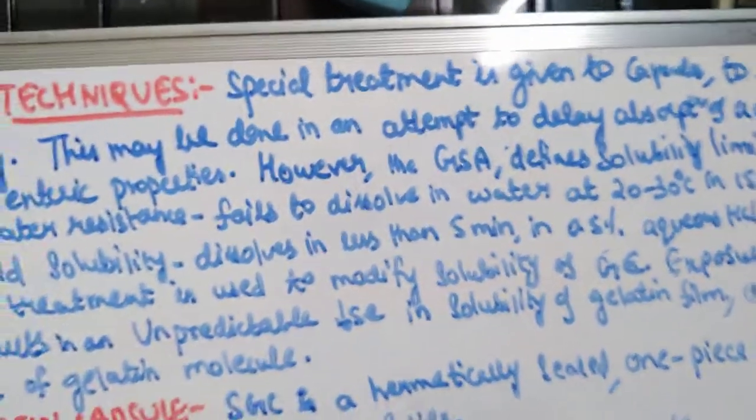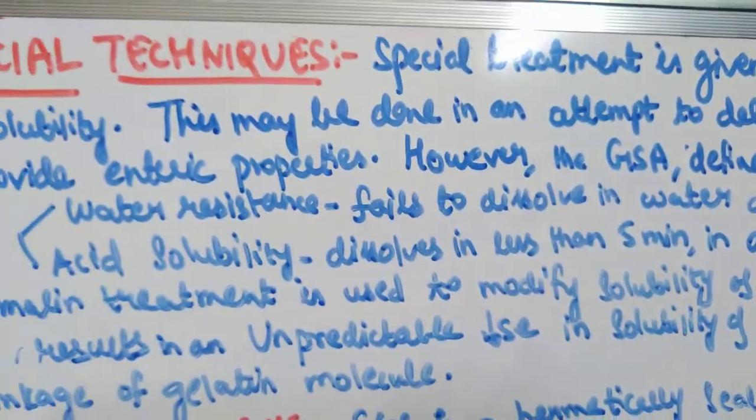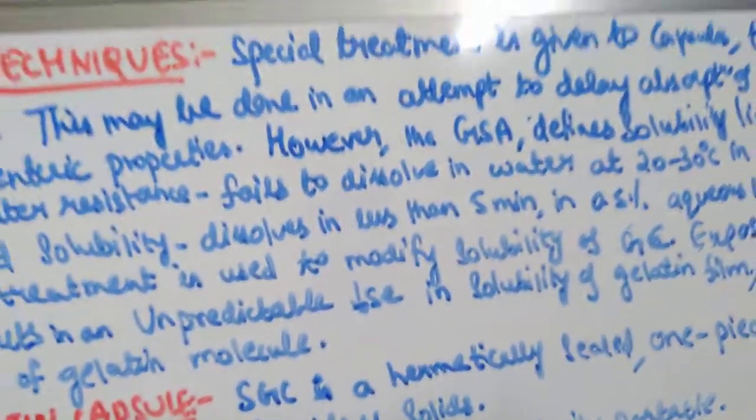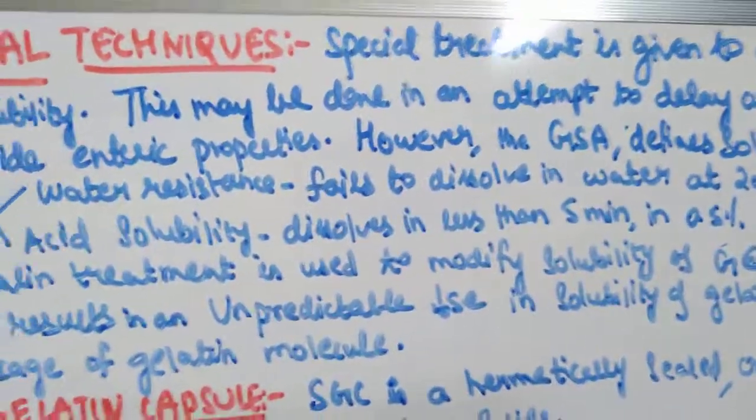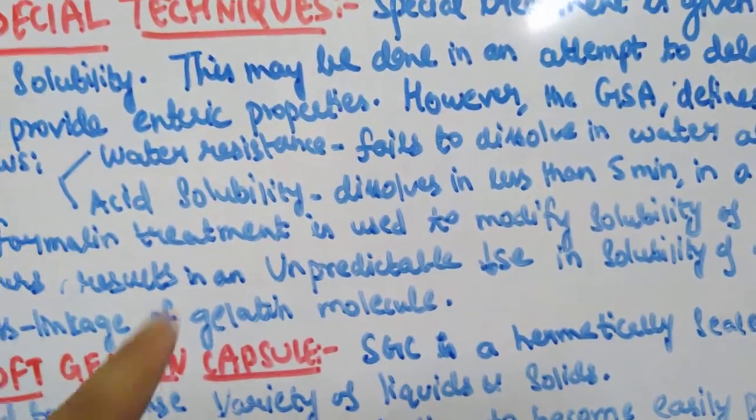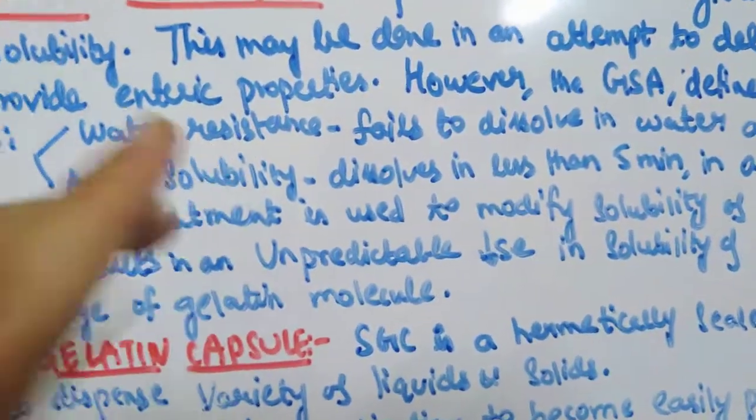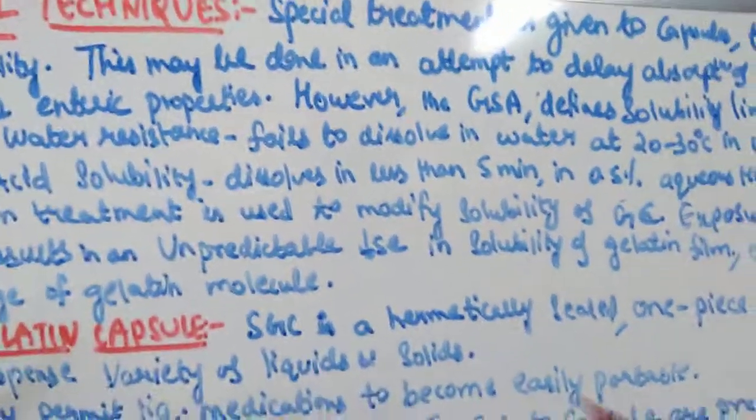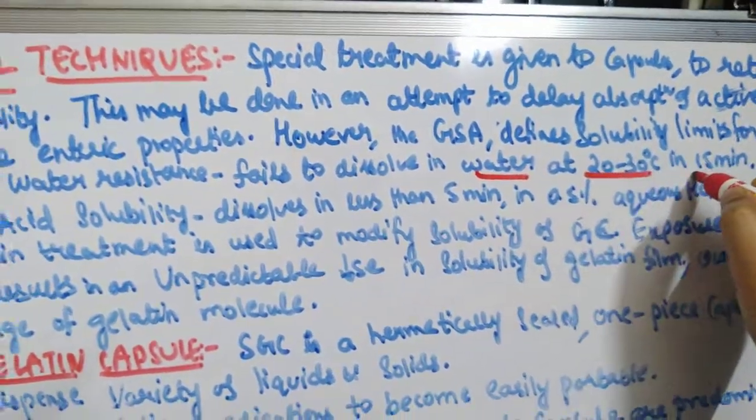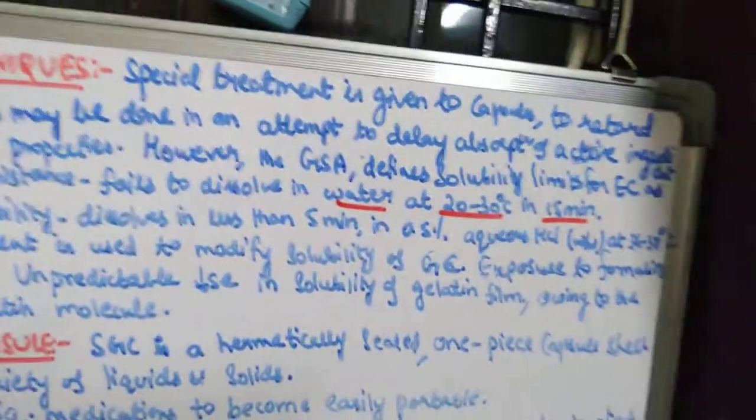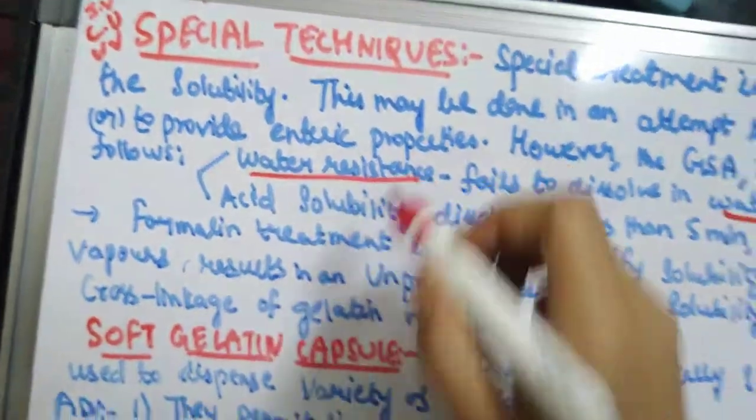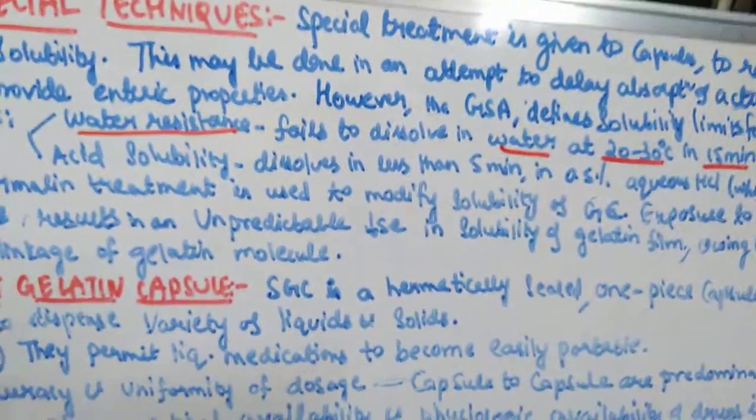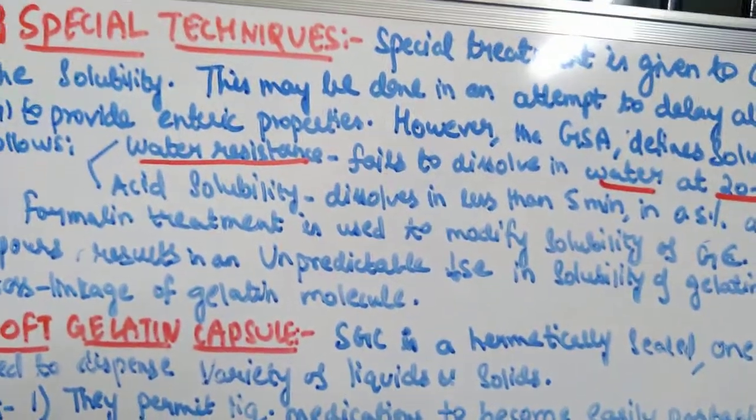The GSA is the General Service Administration. It has given some solubility limits for empty capsules as follows. If a capsule is said to be water resistant, it fails to dissolve in water at 20 to 30 degrees centigrade for 15 minutes. That means it is not allowing the water to dissolve it. So that is said to be water resistance for an empty capsule.